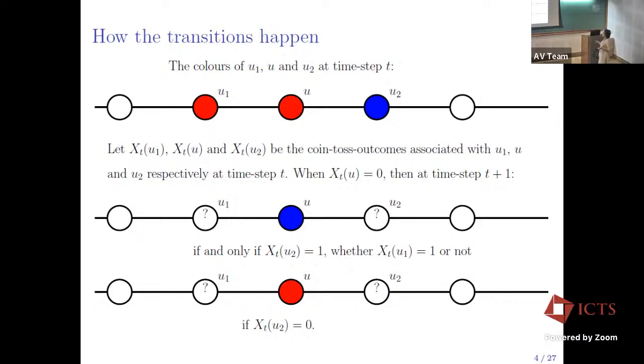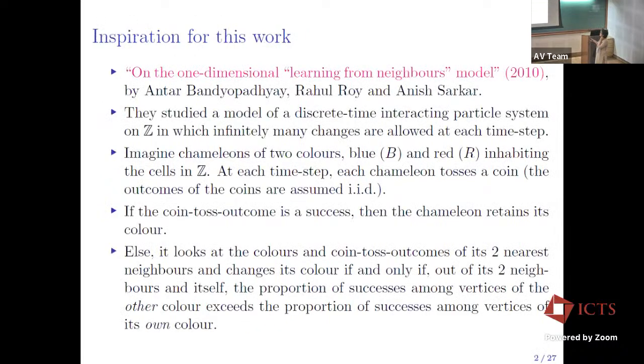The reason is, if xtu2 is 1, then the proportion of blue coin tosses that have resulted in successes is actually 1. There is 1 blue vertex, therefore 1 coin associated with the blue vertex, and that has resulted in a success. So the proportion of blue successes will be 1 in this case. And whether this results in a success or failure, the proportion of red successes can never be bigger than half. So in this scenario, the proportion of blue successes strictly exceeds the proportion of red successes, which is why the color will get updated. Otherwise, meaning when xtu2 is 0, the color will remain the same. It remains red. So this is the update rule that this particular paper deals with.